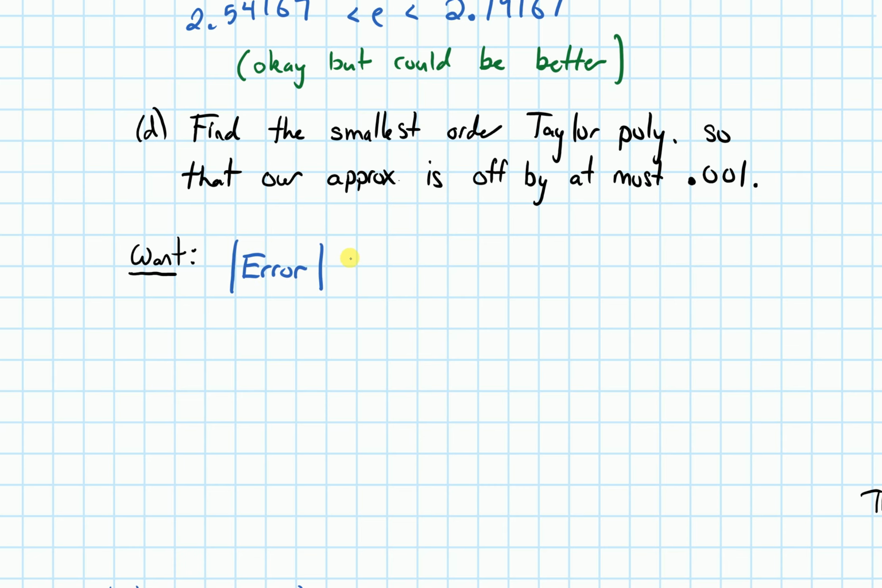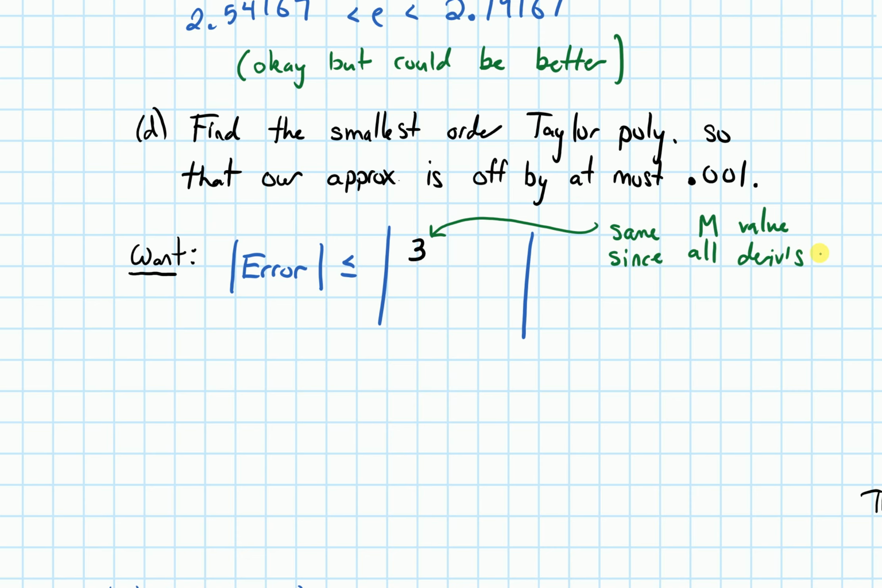So our value of m isn't going to change no matter what the derivative is. I get to write 3 there. So I get to put 3 here for m since, actually let me just write it this way. It's the same m value since all the derivatives are the same, because we're just talking about e to the x. All the derivatives are e to the x, and 3 is going to be an upper bound for what we had before.